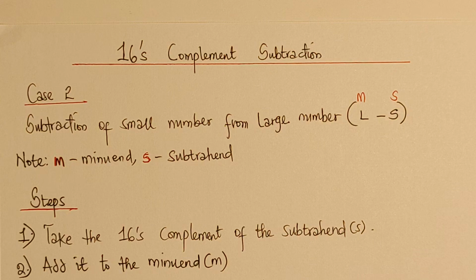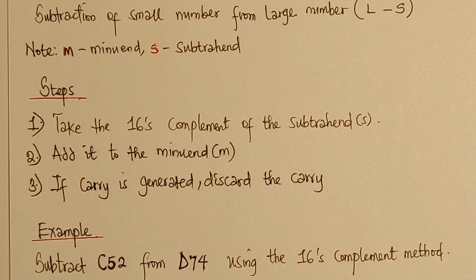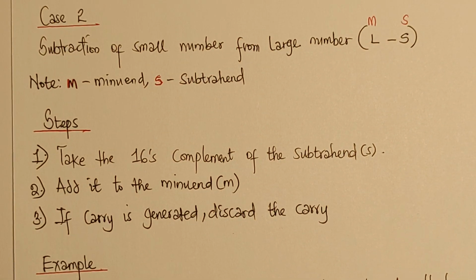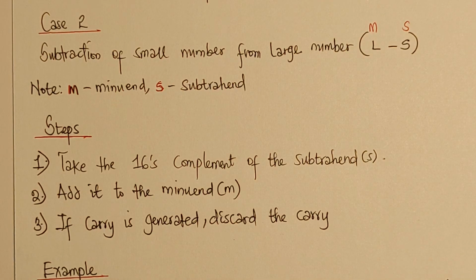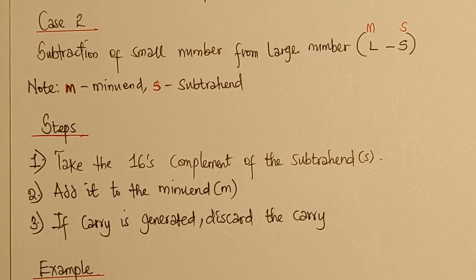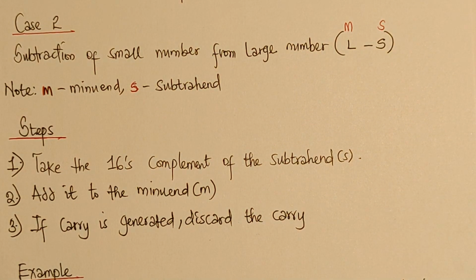So if you're faced with this question, it's important for you to understand the steps before you proceed with the calculation. So this is basically just 3 steps I will take you through. So please stay tuned. So we have step 1, which is to take the 16 complement of the subtrahend. And step 2, whatever you have for the 16 complement of the subtrahend, add it to the minuend. Now, for step 3, we are going to look out if there is any carry generated. So if carry is generated, we are going to discard the carry.